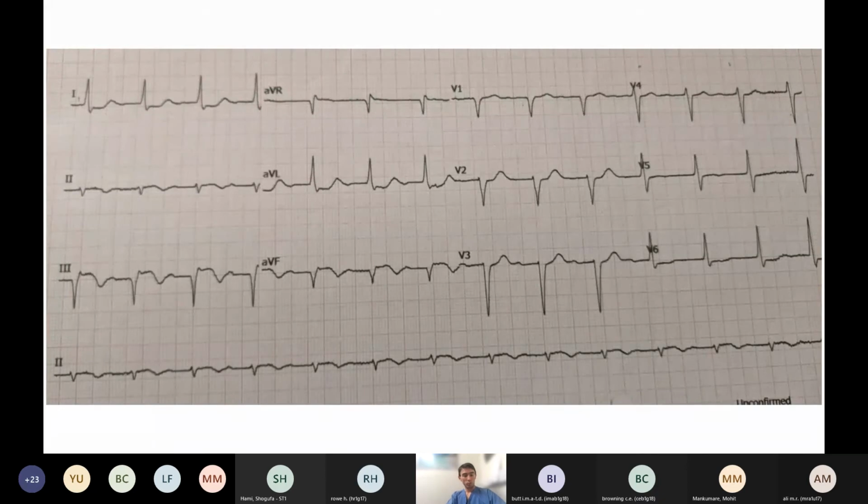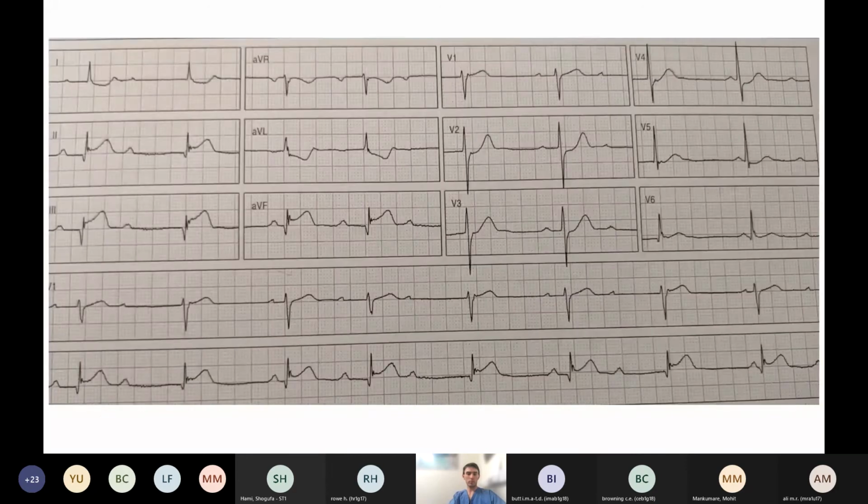How about this one? Well, here we have ST elevation in leads 3 and AVF, and there's Q waves there as well. And we also mentioned in lateral leads, there's a little bit of ST depression. So this is consistent with an inferior ST elevation MI with reciprocal changes in lateral leads. How about this one?